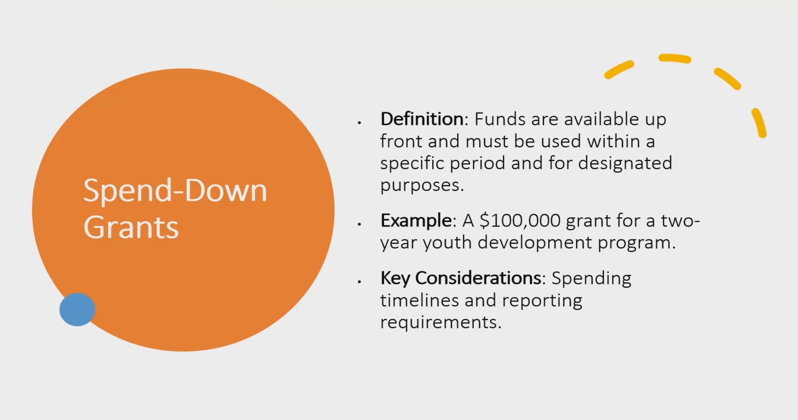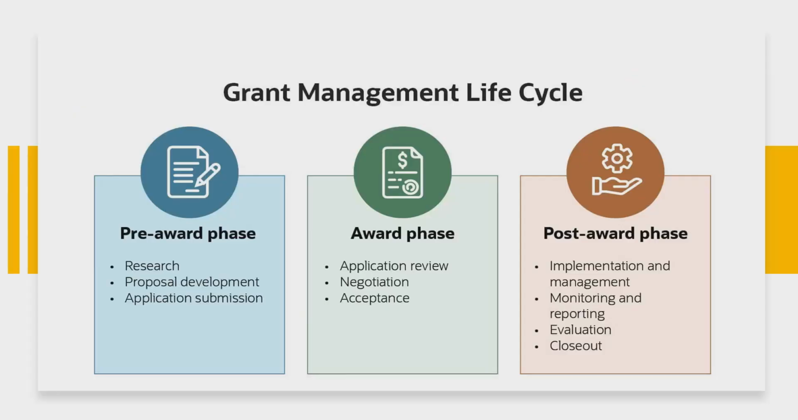Spend-down grants provide full funding upfront but require complete utilization within a specific time frame and for designated purposes only. For example, a $100,000 grant for a 2-year youth development program must be fully expended by the end date. When managing these grants, pay close attention to spending timelines and reporting requirements to ensure compliance and avoid returning unspent funds to the funder. The grant management lifecycle consists of 3 critical phases that guide your funding journey.